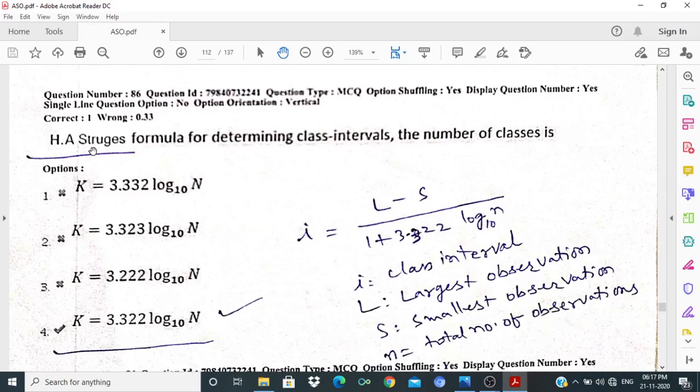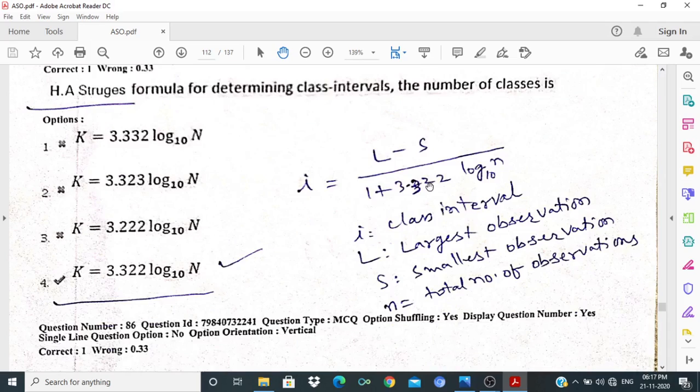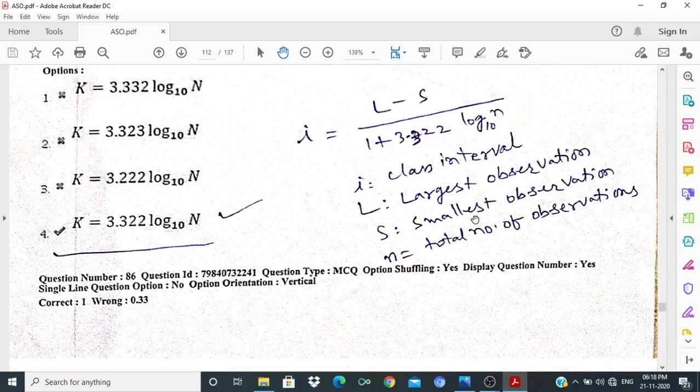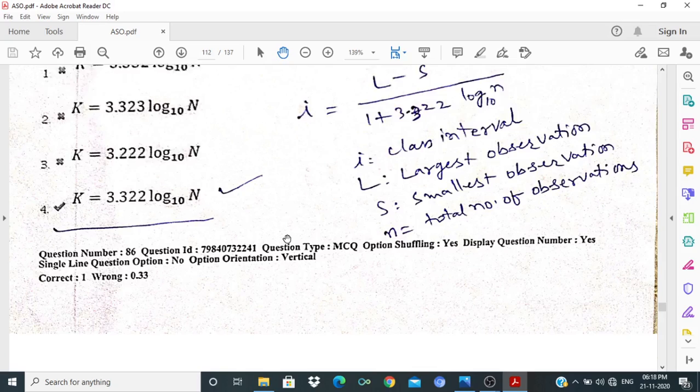H. A. Sturges' formula for determining class intervals. This is the formula for determining class intervals: I is equal to (L minus S) by (1 plus 3.322 log 10 n), where I is the class interval, L is the largest observation, S is the smallest observation, and n is the total number of observations. By using this formula we can find the class interval.